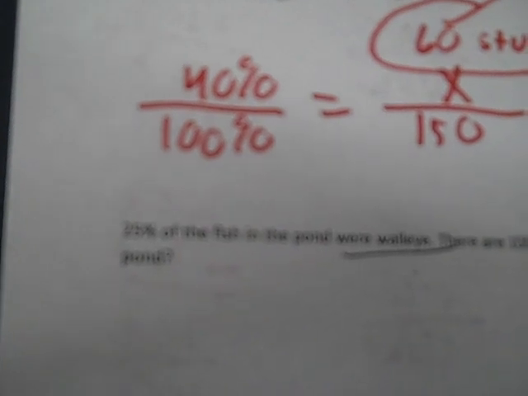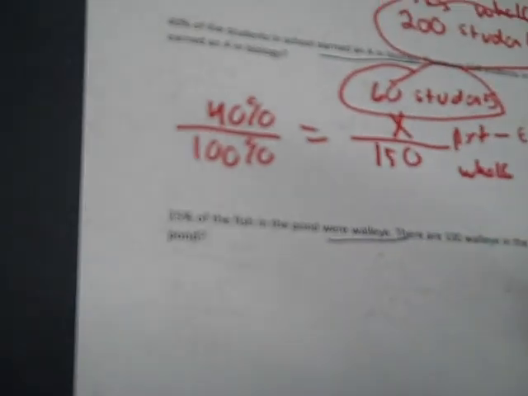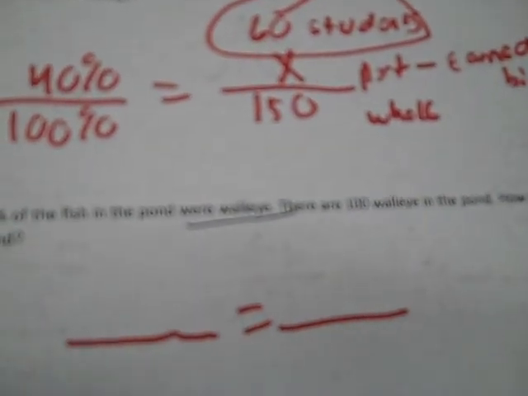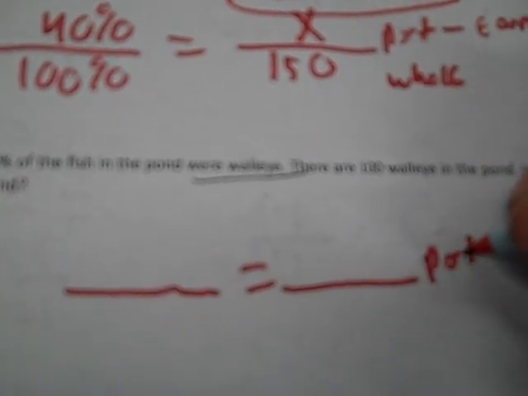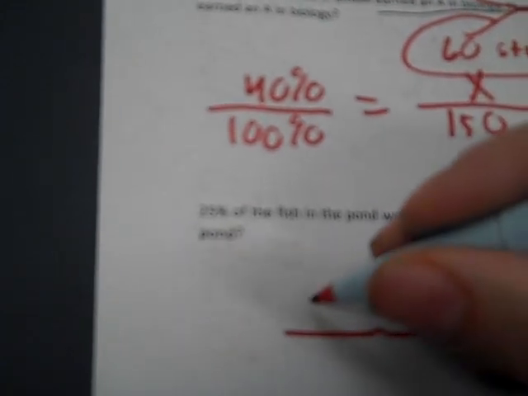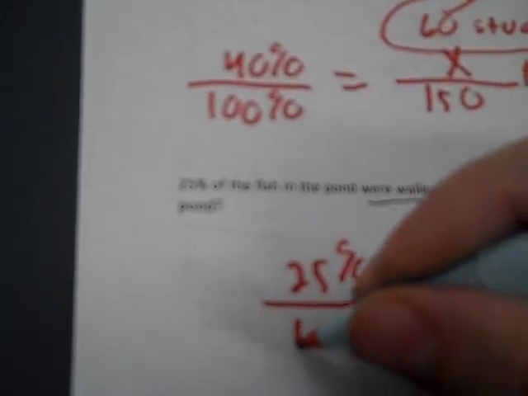Okay, then finally, 25% of the fish in the pond were walleye. There are 100 walleye in the pond. How many fish are in the pond? Okay, so again, nothing indicates plus or minus, so it's a part-whole problem, not the original times percent's new. That's when there's a plus or minus with the percent. Okay, the part is were walleye. Okay, now my percent's 25, and that goes over 100.